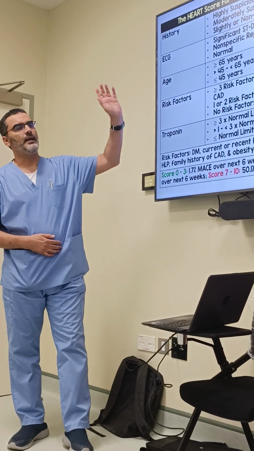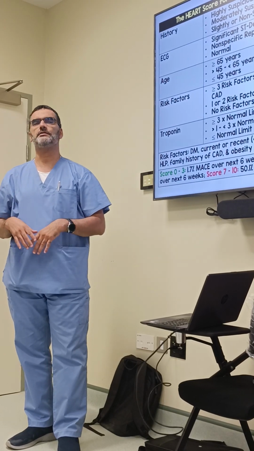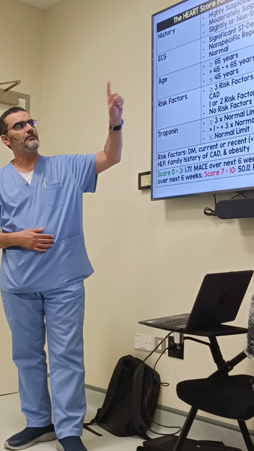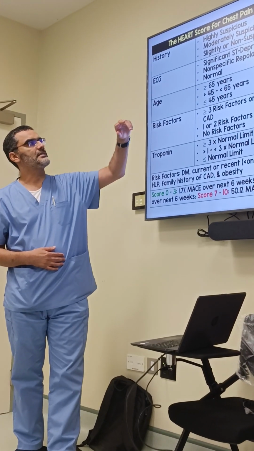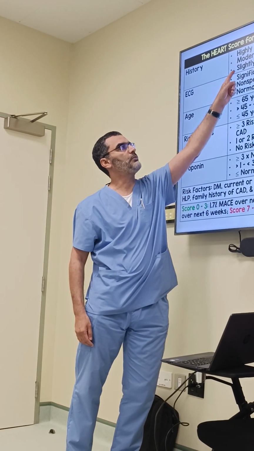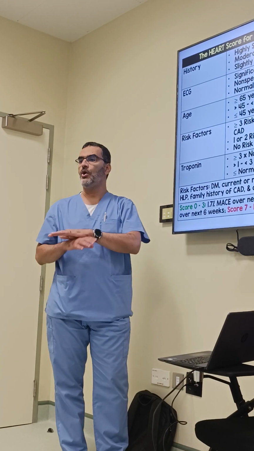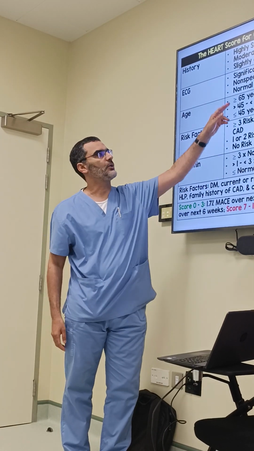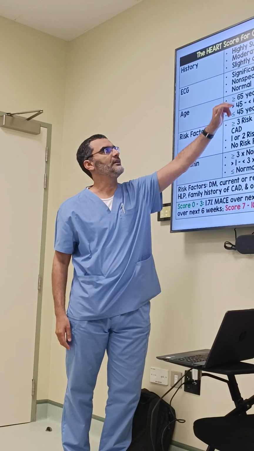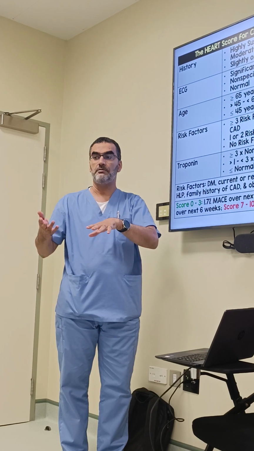History. If the history is highly suspicious, for example radiation and so on, then this gives 2 points. Moderately suspicious, you give 1 point. Slightly suspicious, 0. So you choose one of these three: either 2 points, 1 point, or 0. Go to ECG. Is the ECG normal? 0. Non-specific, then 1. Significant ST depression or ECG changes you think are new, then you give it 2 points.